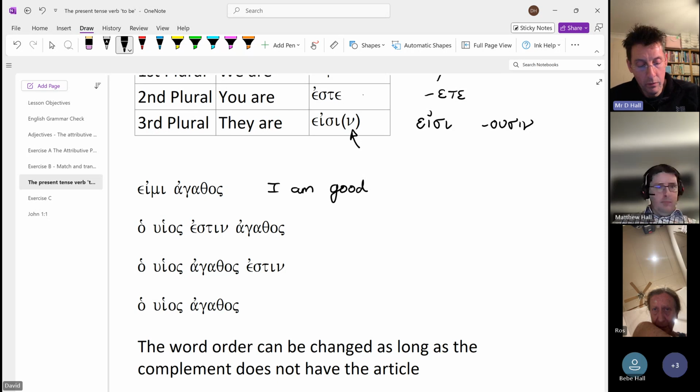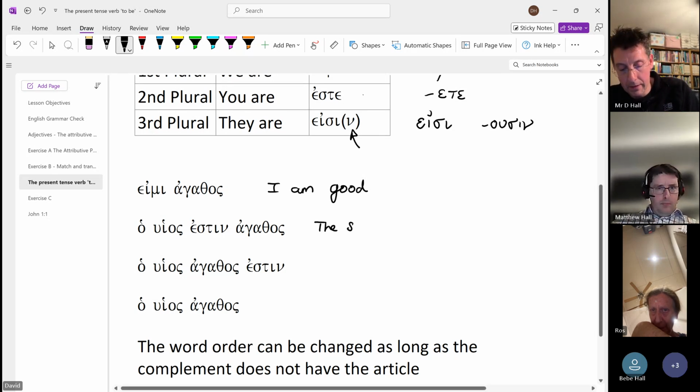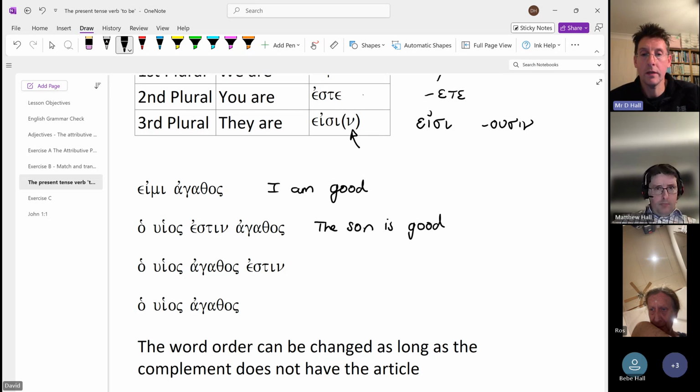So for the second one down, though, if we're starting to describe nouns, let's have a look at this. We've got ho hurios estin agathos. As you might expect, normal sort of word order. The sun is good. Right, that's nice and easy, I hope. And just simply translate the words, and they're in the order they come.